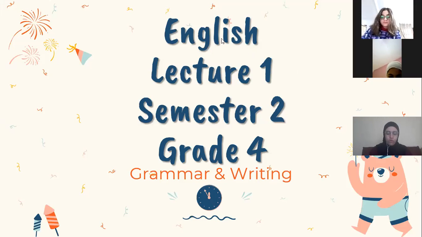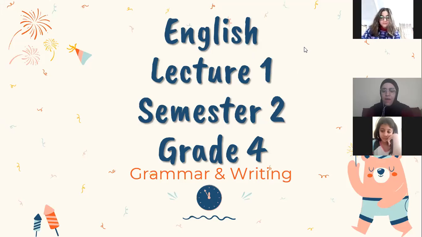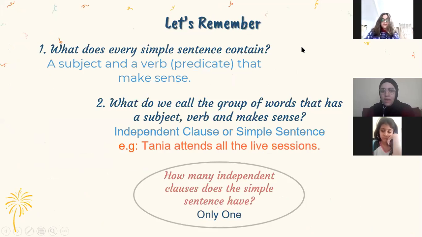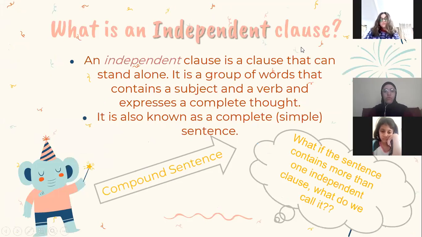So, when we want to join the independent clauses together to make a compound sentence, then we have two ways. You use either of the two ways. One, you use a comma with one of the fanboys. Two, you use only a semicolon. I'm going to show you them again.